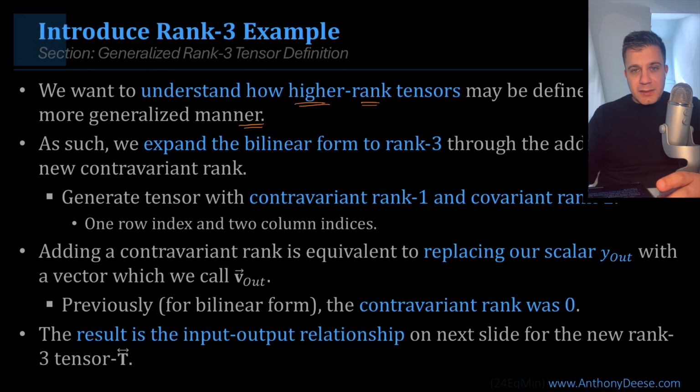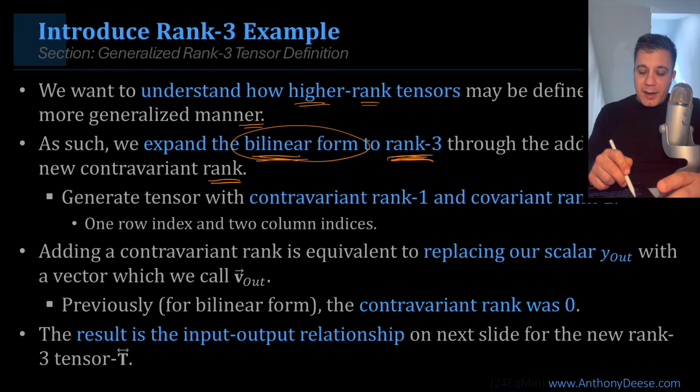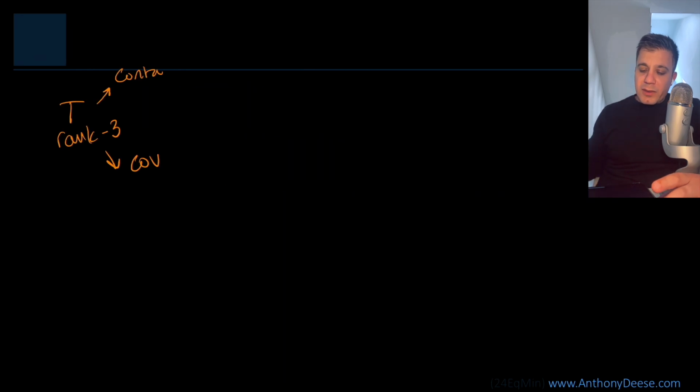So perhaps it won't be as concise as what other texts present, but I think it will be a little bit more understandable conceptually. So what we're going to do is expand the bilinear form to rank 3 through the addition of a new contravariant rank. Now, one shortcoming of this video is that it does base a lot of things off the bilinear form, with the assumption that we were going to spend a lot of time discussing the bilinear form, which we really didn't. However, it's okay. What I can do is translate these explanations into terms of a linear map, and I'm going to do that as we move forward. So this rank 3 tensor is equivalent to taking our bilinear form and adding a new contravariant rank. So let's take a look at what that means.